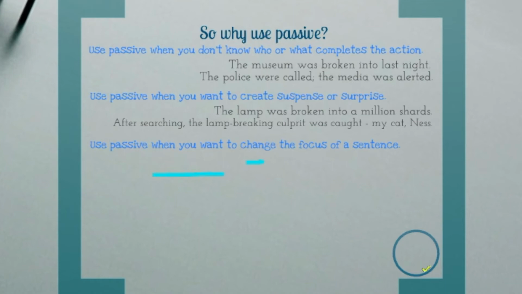We can also use passive voice when we want to change the focus of a sentence. For example, he was ridiculed by the whole team. Here we're focusing on he, the character. The explosion was heard by people up to 5 miles away. Here, the explosion is what we want to showcase, so we can use the passive voice to do that.